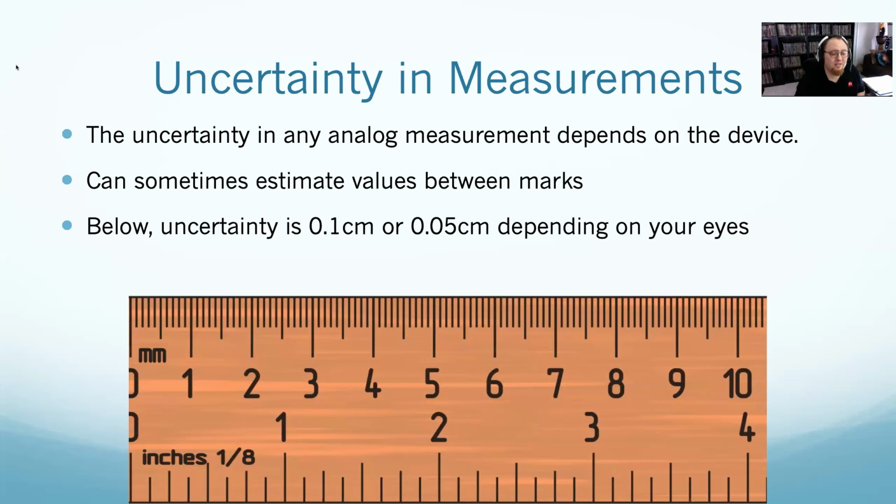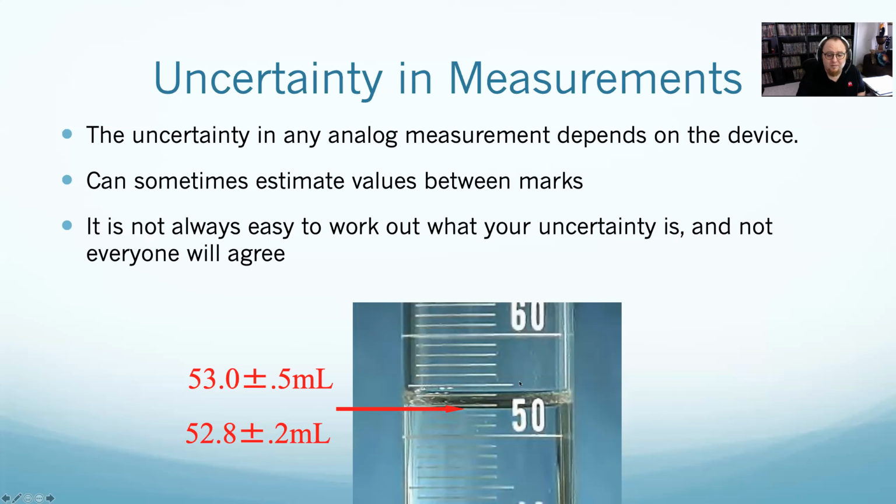Not everyone is always going to agree. If I look at this thing of water, I might say, okay, let's see. This is 50, 51, 52, 53. So it's just shy of 53. Someone might say it's 53 plus or minus a half milliliter, which is plus or minus half of one of these sizes.